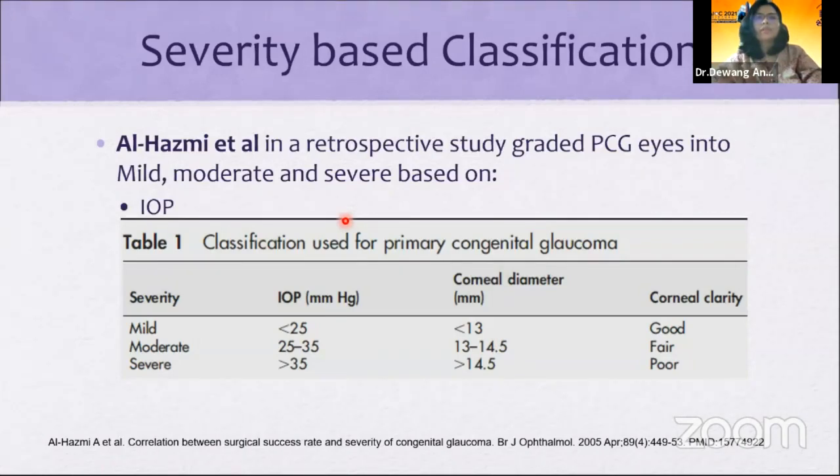So if we see, they have defined mild cases as those having IOP less than 25 at baseline, corneal diameter less than 13 and good corneal clarity; moderate cases as IOP between 25 and 35, corneal diameter between 13 and 14.5 and fair corneal clarity; and severe cases as IOP more than 35 and corneal diameter more than 14.5 with poor corneal clarity.